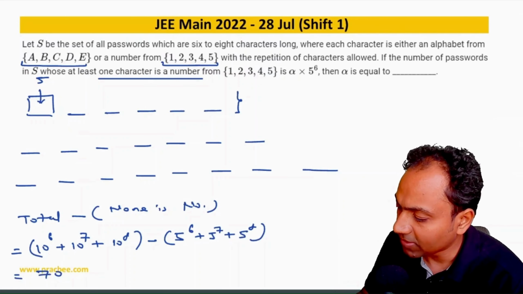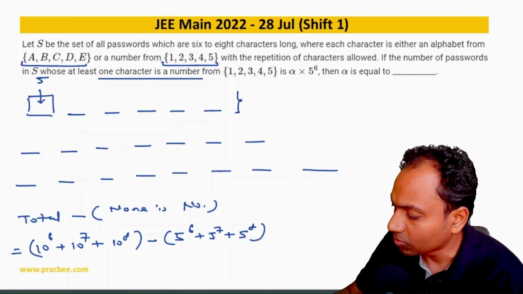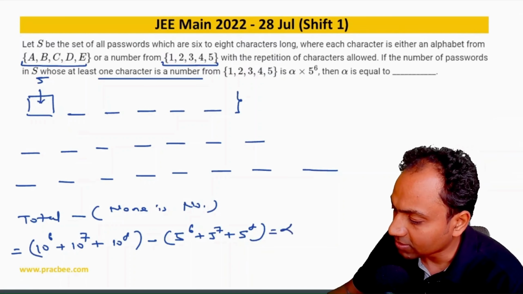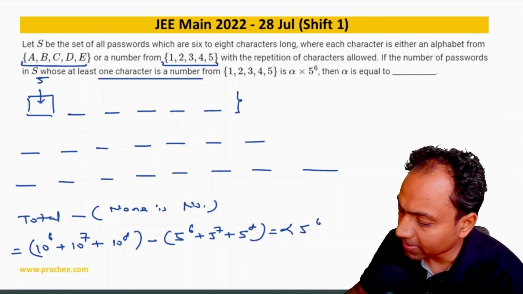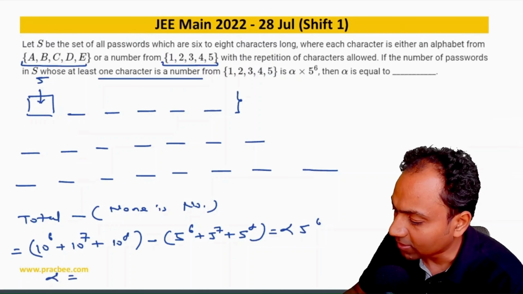Now this, if I simplify, it comes out to be nothing but, what they have given is nothing but alpha times 5 raised to the power 6. So if I divide it by 5 raised to the power 6, the value of alpha comes out to be 2 raised to the power 6.